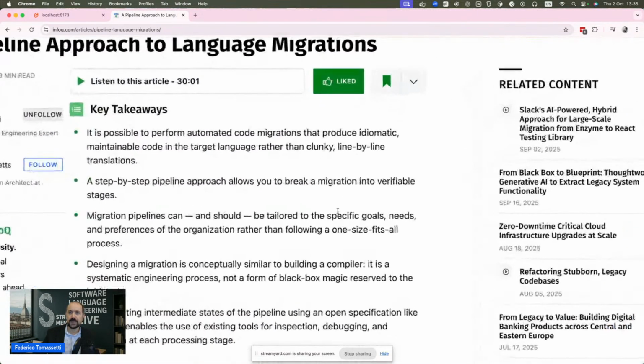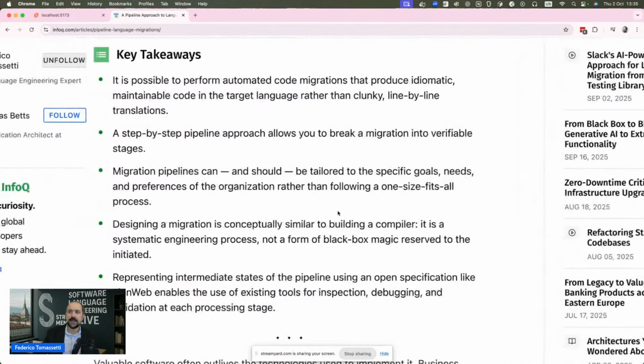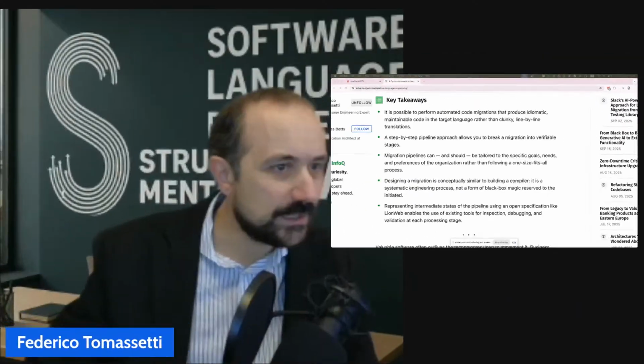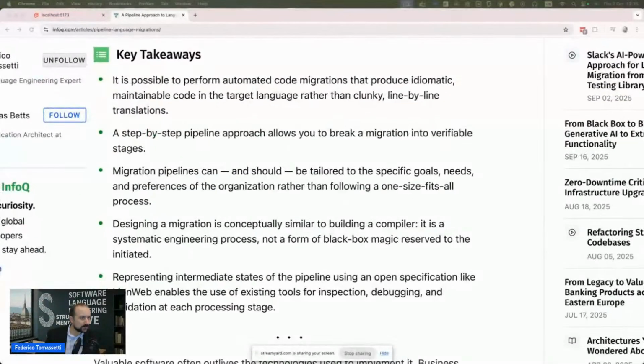And the first point is that it is possible through automated code migration. Oh, let me get this out of the way if I can. No? Okay, apparently I'm not smart enough to change the position of this. Let's forget it.